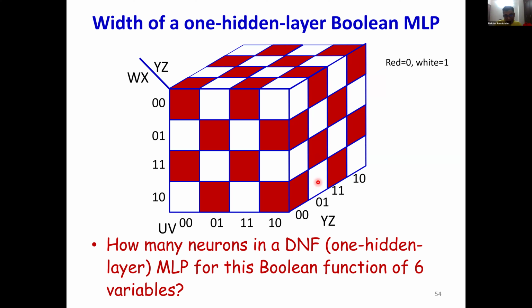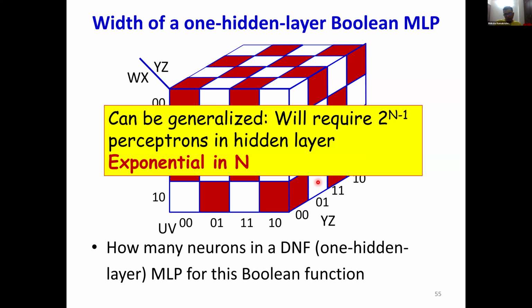Here's a Karnaugh map with 6 variables, right? And in this, again, every alternate box is highlighted. And so there's no grouping possible. In general, you're going to require 2 raised to n minus 1 perceptrons in the hidden layer, which is exponential in n.